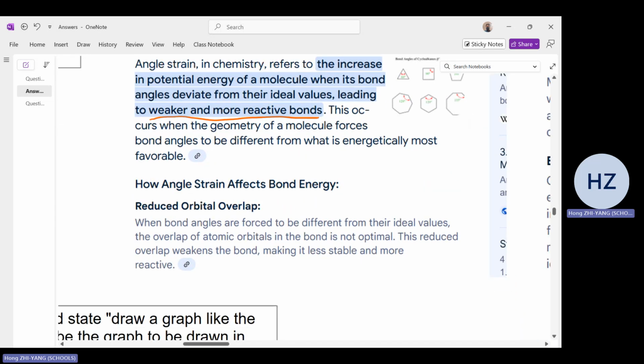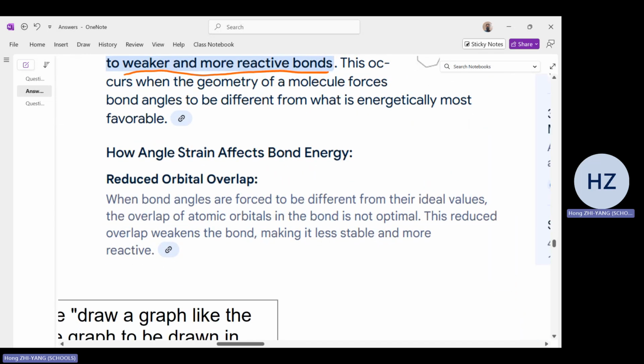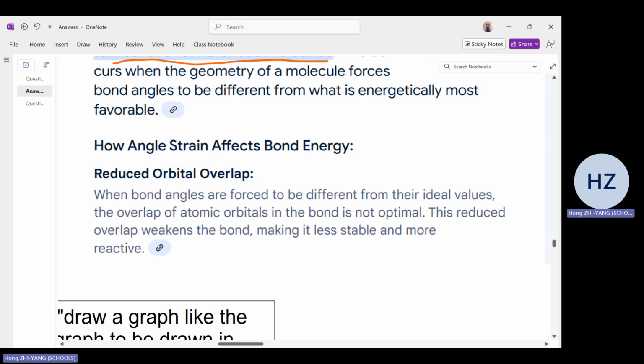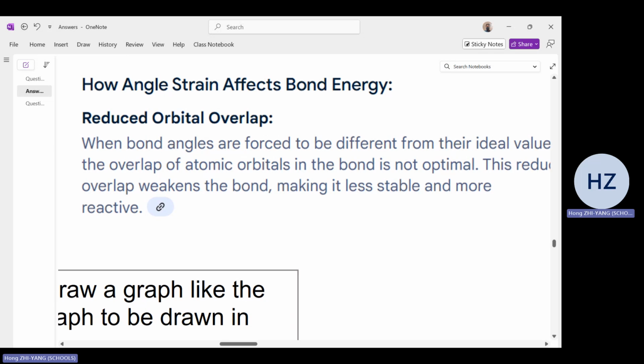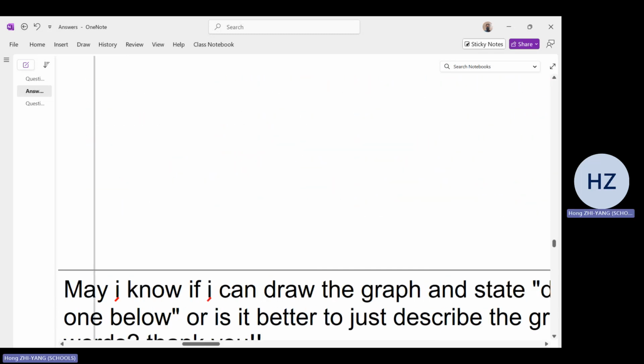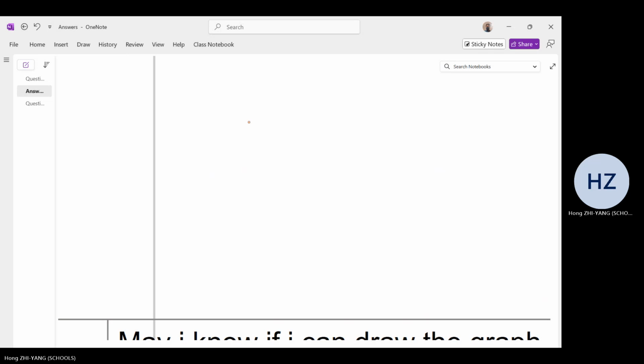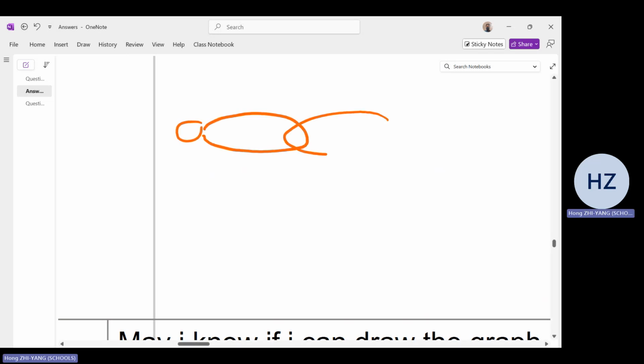So how does angle strain affect bond energy? This one, I don't think Google helps a bit. I'll give you an idea how it works. Sigma bonds. What's the definition of a sigma bond? I think you all can say head-on overlap, right? The best head-on overlap with a hybrid orbital is like that. Direct head-on overlap, best, good.